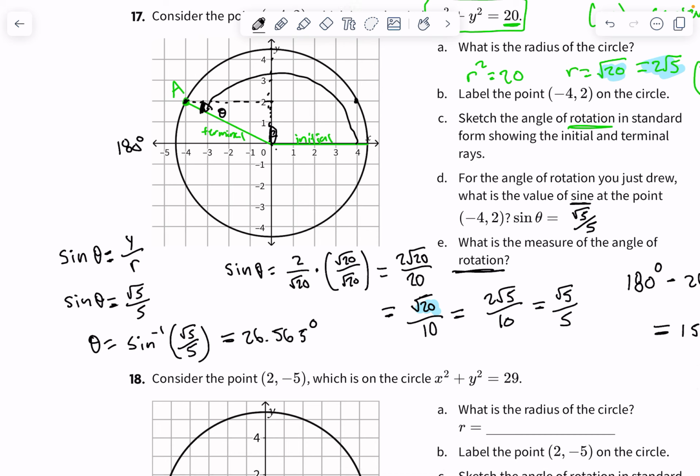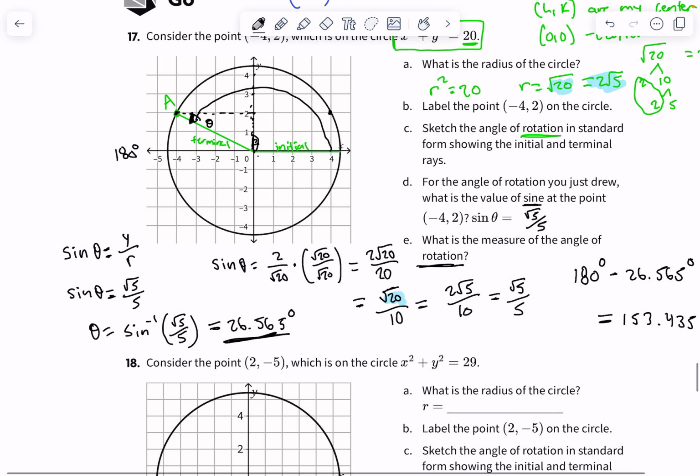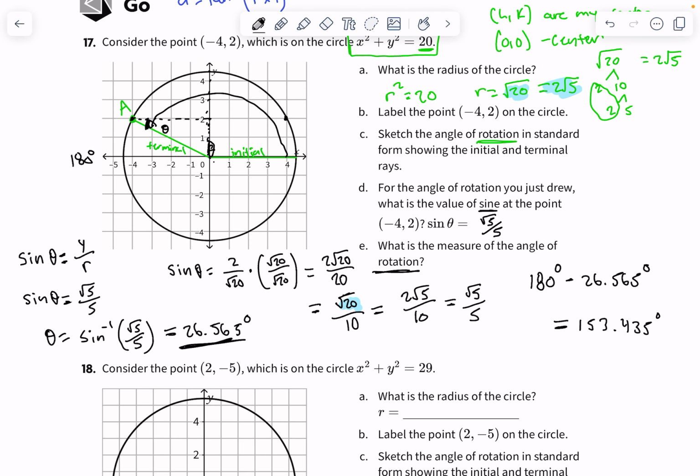Because I found this little angle here, right? So that angle was 26.565 degrees. I could have subtracted. Let's see what that works like. Yeah, I think that's the best way to go at this. So when we were in quadrant 2, you subtracted from 180 degrees.